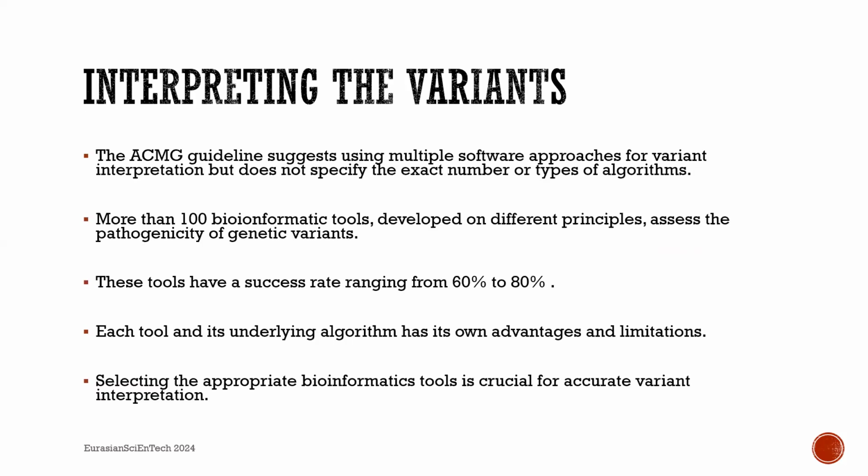These guidelines suggest using a multiple software approach for variant interpretation, but do not specify the exact number or types of the algorithms. Today, there are more than 100 bioinformatic tools developed on different principles, and we use them to assess the pathogenicity of genetic variants. Unfortunately, these tools have a success rate ranging from 60% to 80%, and each tool and its underlying algorithm has its own advantages and limitations. Therefore, selecting the appropriate bioinformatic tool is crucial for accurate variant interpretation.